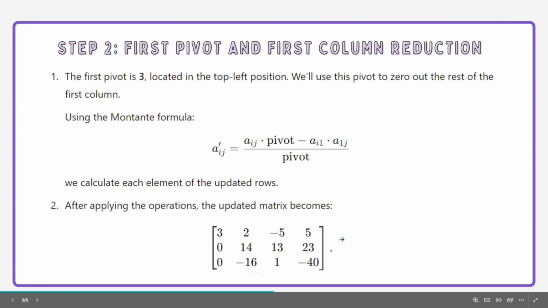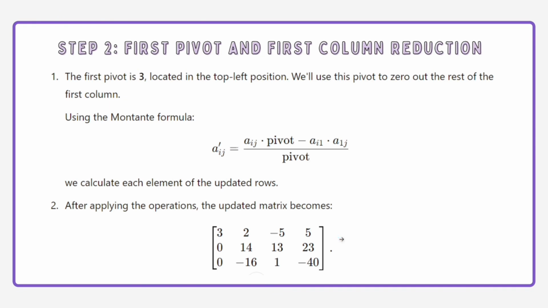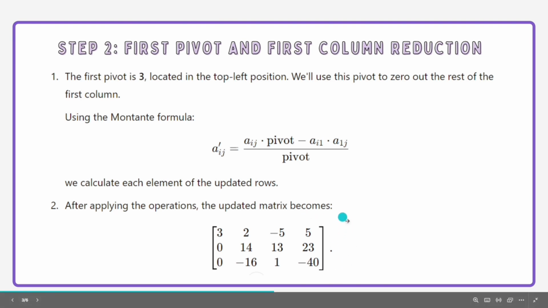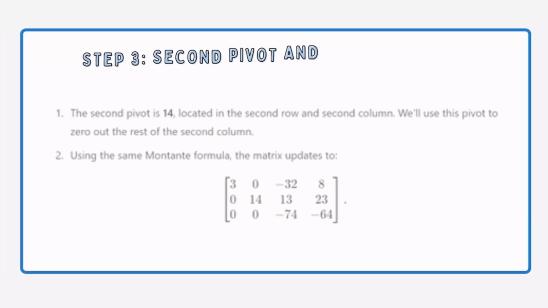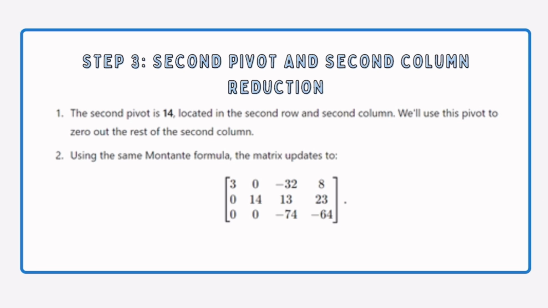For each element in the matrix, we apply the Montante formula, that is this one. This formula will ensure that we avoid fractions during intermediate steps. And after performing these calculations, the matrix will end up looking like this. Also, it is important to see that the problem gives us three equations and each of the equations has three variables.